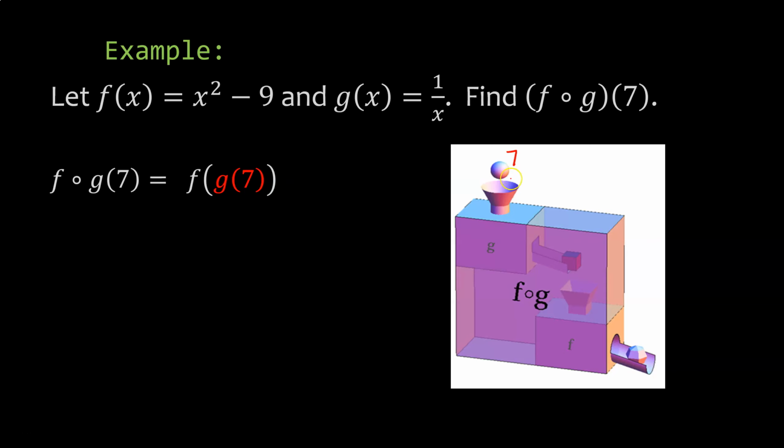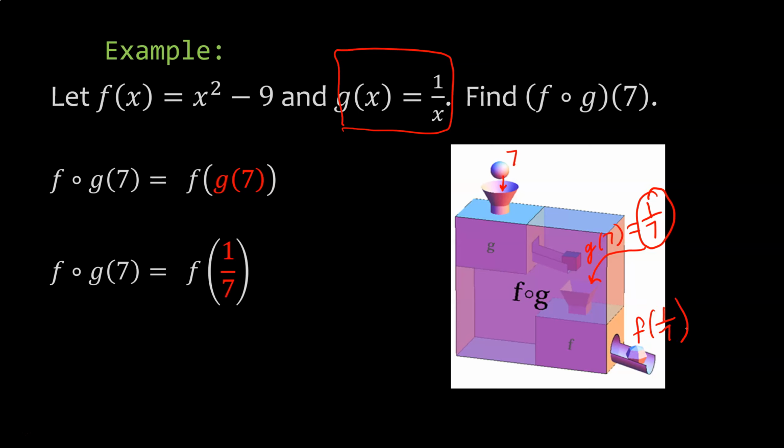And what are we doing with 7? Insert that into the function g. What am I going to get out? g of 7, and by the definition of the function g, g of 7 would be 1 over 7. What am I going to do with the 1/7? Use that as an input into my function f, and I will have the output being f of 1/7.